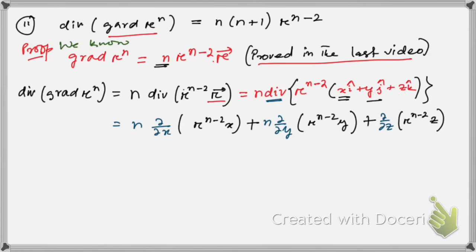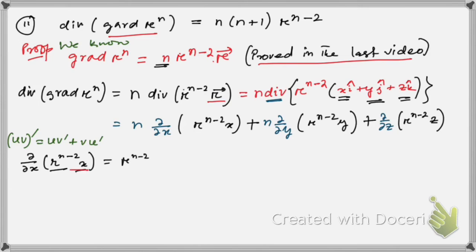So now you see, let us find the partial derivative of this first component, the x component. Here we are going to use the u into v rule. Derivative of u into v is u derivative of v plus v derivative of u. So taking r to the power n minus 2 as u and x as v, we have r to the power n minus 2 times the derivative of x, which is 1, right? Plus, not minus, plus x into the derivative of r to the power n minus 2.